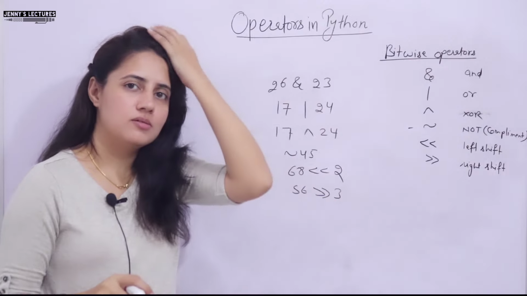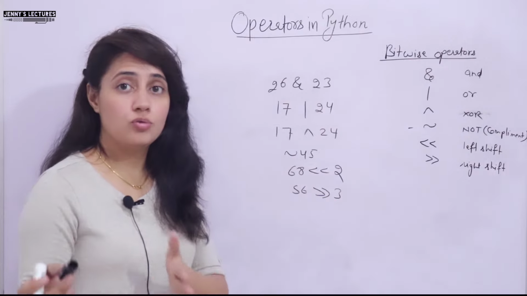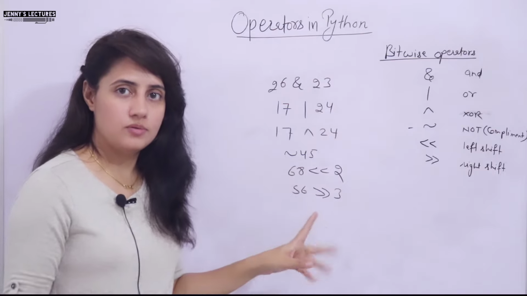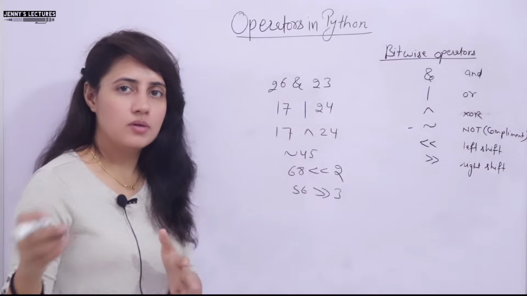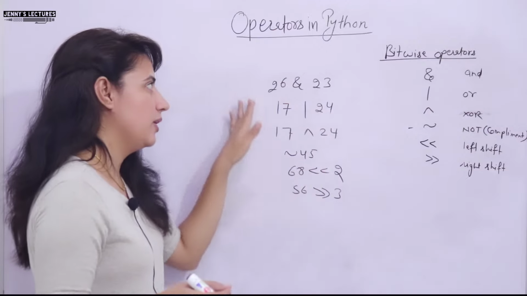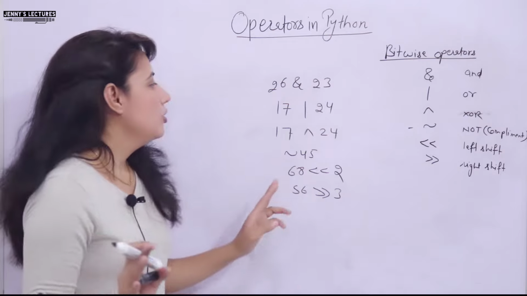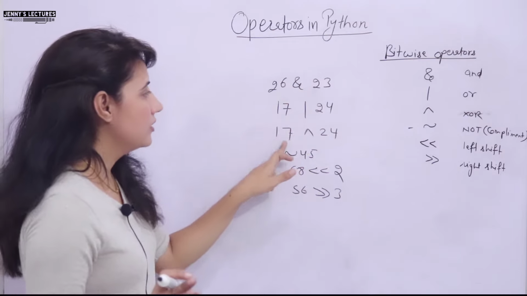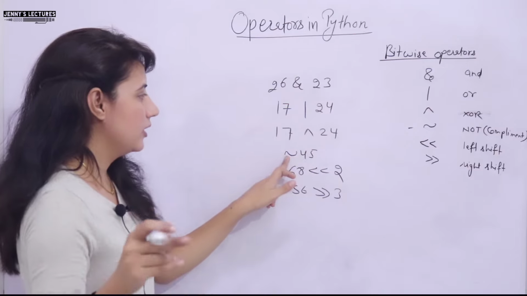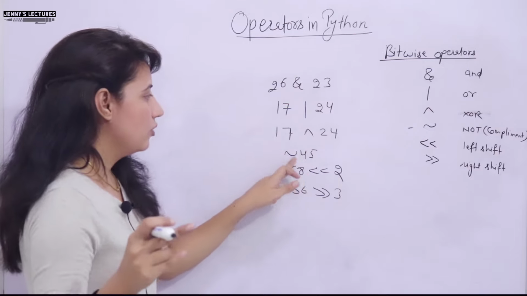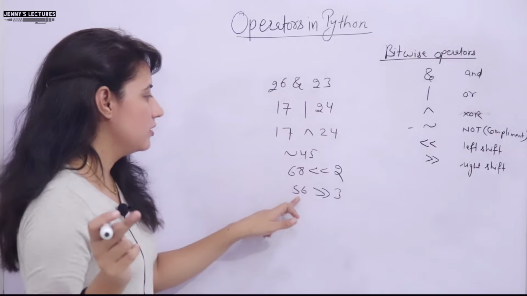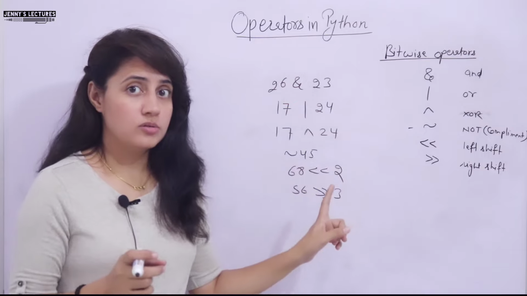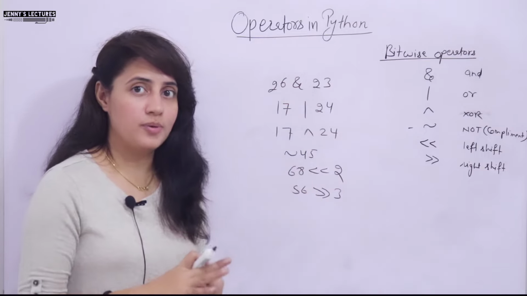Rather than simply going to your IDE or laptop and just printing these things, no. First of all, try it out on your own without your laptop. Then run this on your laptop, print, and you can tell your answer. So: 26 and 23, 17 or 24, 17 XOR 24, negation or complement of 45, not 45, 68 left shift by 2 bits, 56 right shift by 3 bits. I guess you can do this. You are aware about these bitwise operators now.